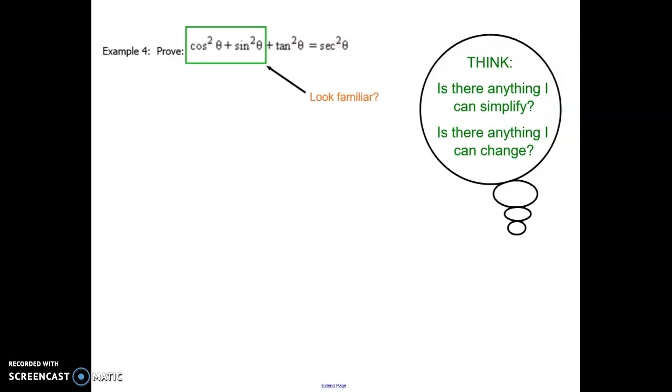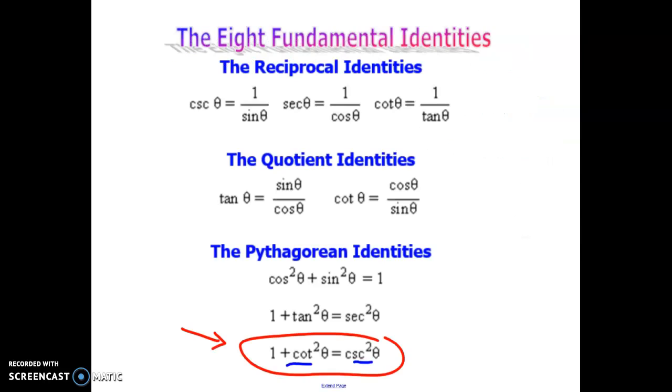Okay, so we're going to take the more complicated side here of the question and keep going until I get secant squared as an answer. Now, when you're doing this question, you think, is there anything I can simplify? Is there anything I can change? And I did put a green box around this part, because does that part look familiar? Cos squared plus sine squared. It equals what? 1, right, look right here. Cos squared plus sine squared equals 1.